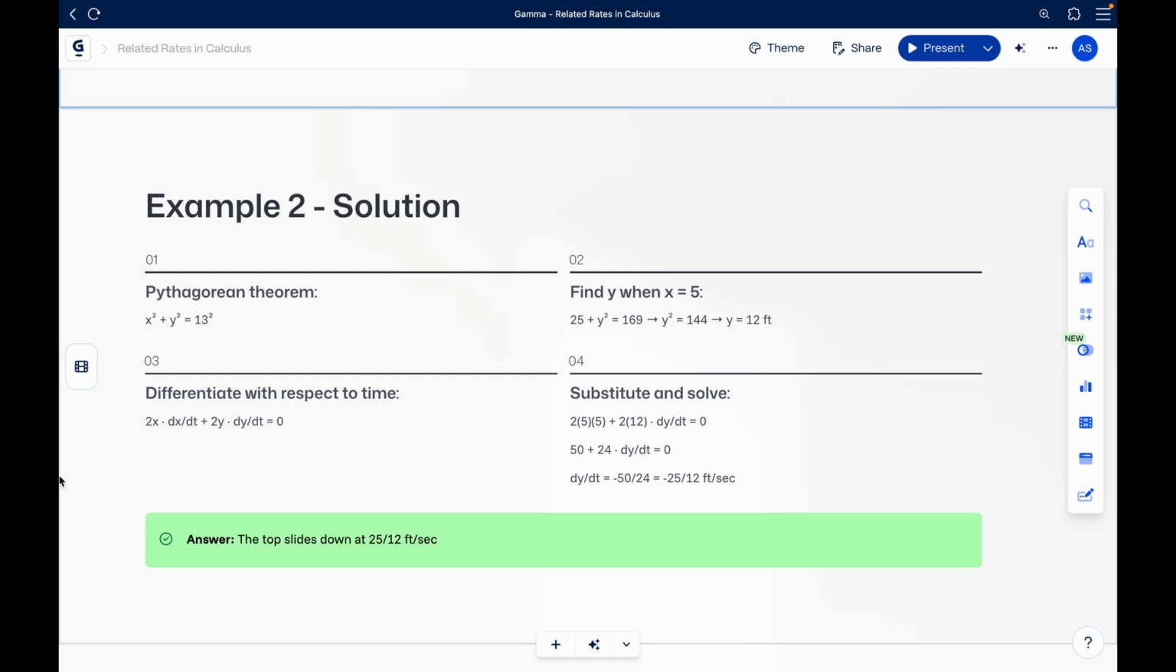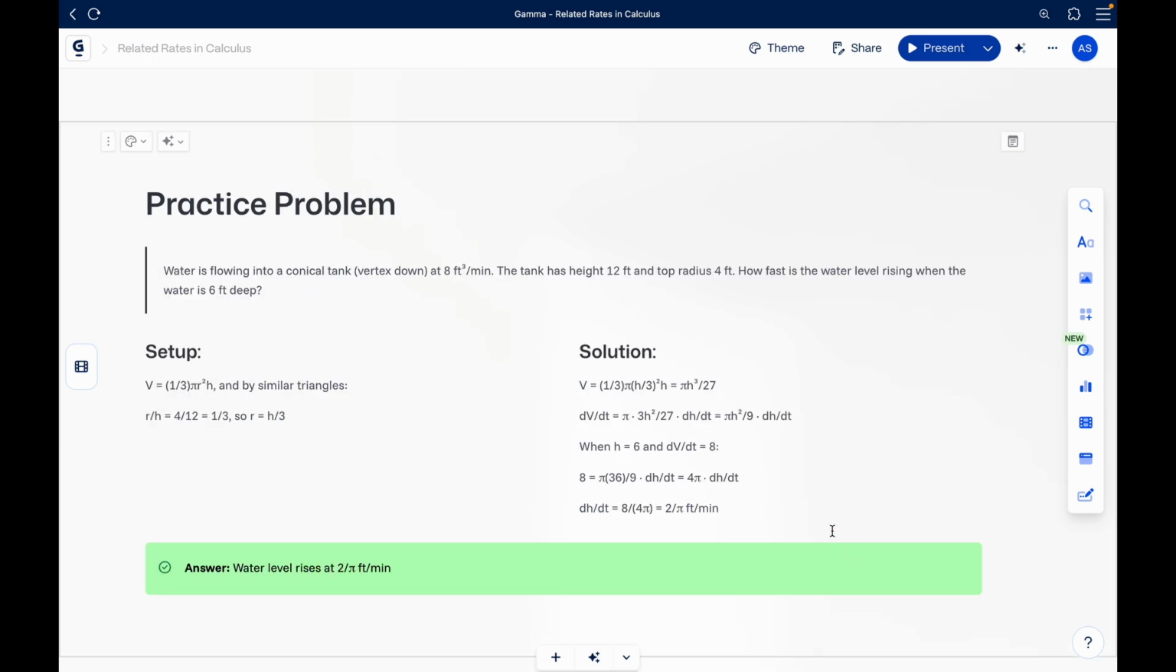It has very similar steps: find y when x is equal to 5, differentiate with respect to time, and substitute and solve the equation. So our answer is the top slides down at 25/12 feet per second. Here is a quick practice problem with the solution on the side.